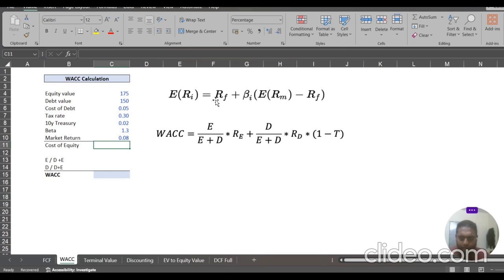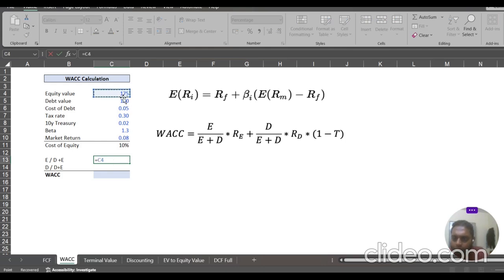RF is the risk-free rate. So first we'll calculate the cost of equity, which is given as equal to the risk-free rate plus beta into bracket RM, market return, minus risk-free rate. This will give you cost of equity. Now we have to find the WACC. So WACC, basically what I've done here is divided into 2 parts, since it's a complicated formula. So equity by equity plus debt into cost of equity plus debt by equity plus debt into cost of debt into 1 minus tax rate. First we will calculate this part.